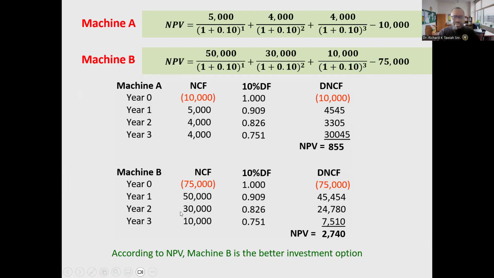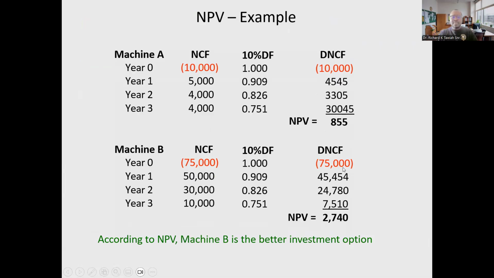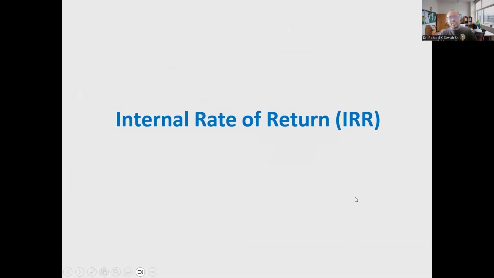Do the same for machine B and you get another positive. The reality is that machine B is giving us a higher positive of 2,740 in monetary terms compared to machine A, which is 855. So go for machine B because it gives us a better option, right? Okay, so that's what we're talking about. Again, the same error was created here. It should be 3,004, not 3,000. Ignore this 5. Okay. All right. So machine B is the best option to go for.